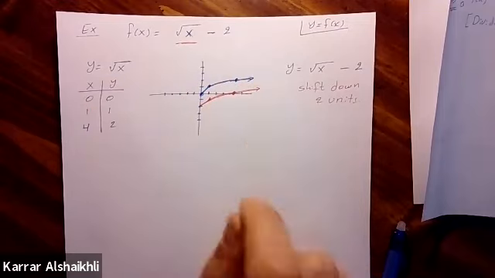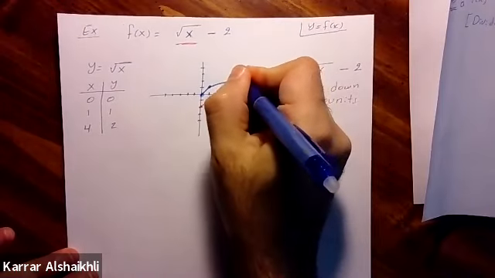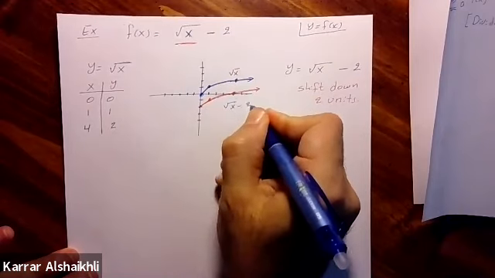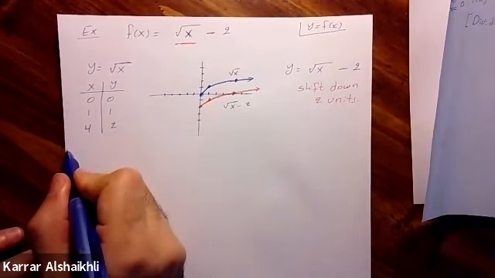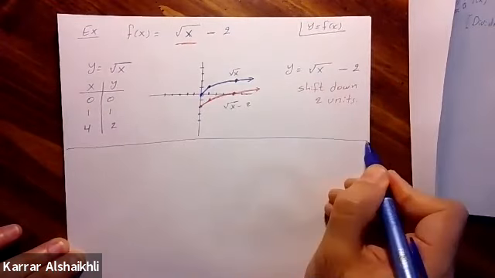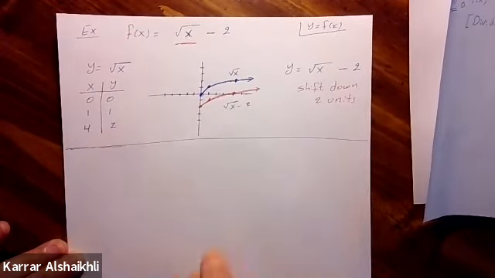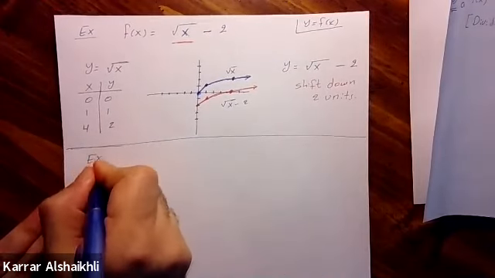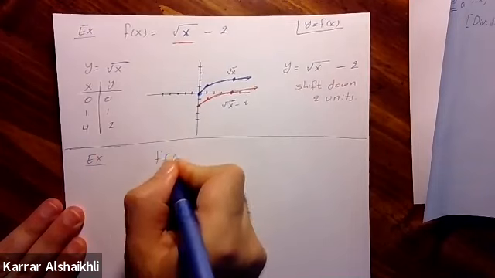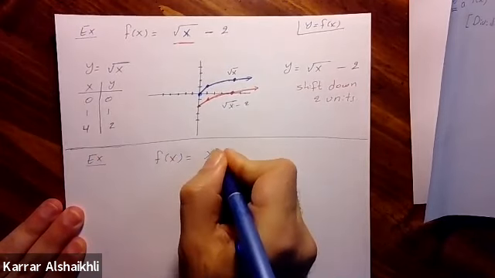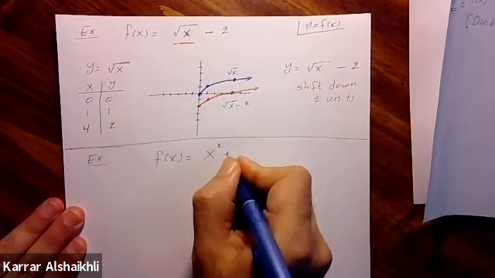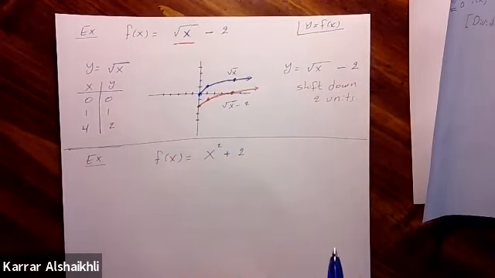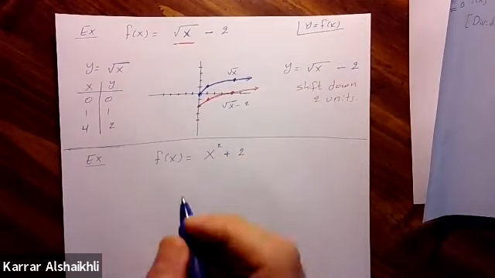So this is the new graph. This is the graph for x squared. This is the graph for x squared minus 2. Done with this example. Let's do the same example, but now with x squared. If we have f of x equal x squared plus 2, we're going to do exactly the same.